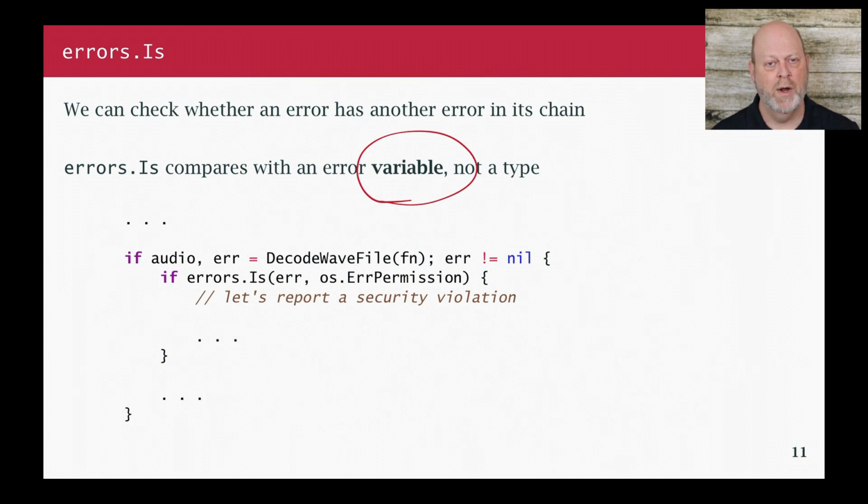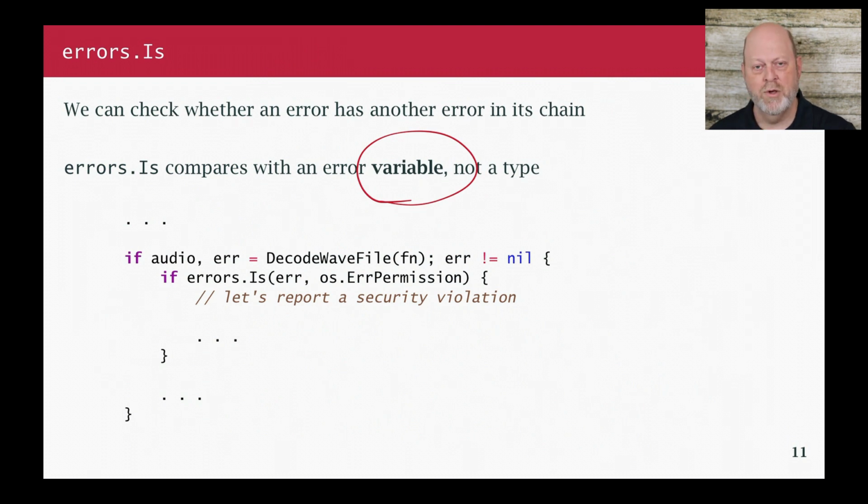It starts with whatever error you have, and it walks down the chain trying to see, does this error match the error in the chain? And if so, it will return true. So here's an example. If I have a decode wave file, and it needs to open a file, I gave it a file name, and if you look at the code in os.open, it returns a path error, but a path error can usually wrap an underlying problem, okay?